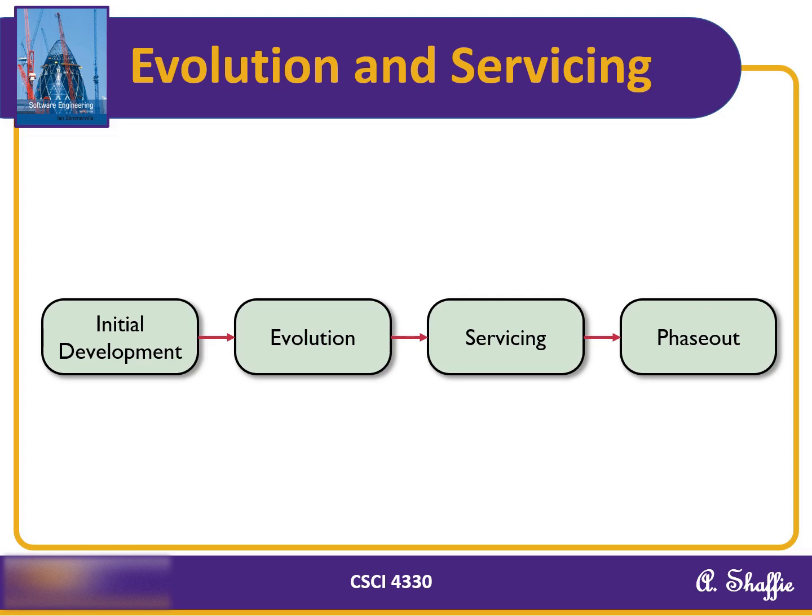Evolution is about growth, adding new features and improving functionality to stay competitive. Servicing, on the other hand, focuses on maintaining the software's usability without adding any new features. Understanding this difference is important because it defines how resources and efforts are allocated in the software lifecycle.